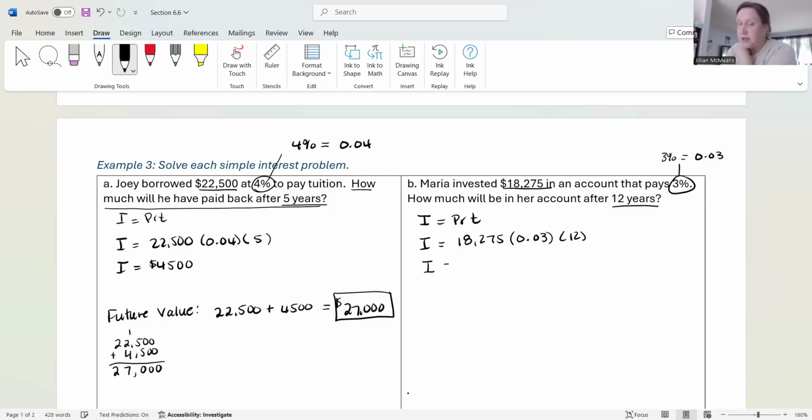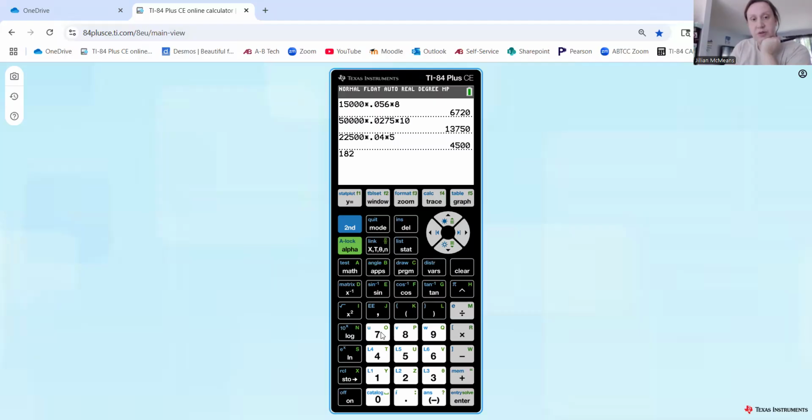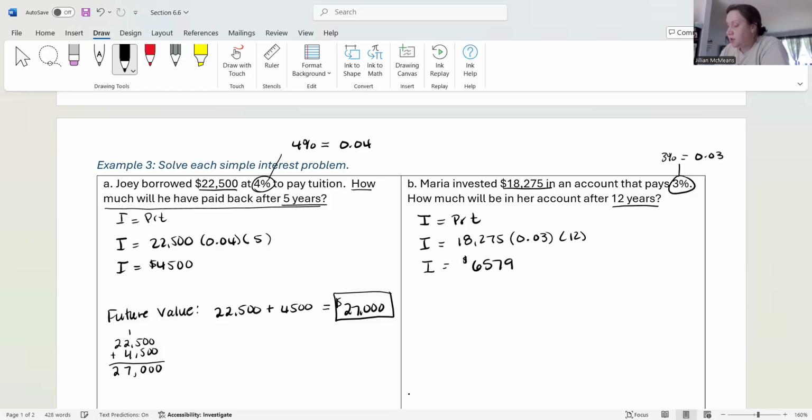So let's calculate just the interest that Maria is going to earn over the course of 12 years. So $18,275 times 3% times 12. Let's go to the calculator. So $18,275 times 3%, which remember is 0.03 times 12, and we get $6,579. So Maria is going to earn an additional $6,579, but that is not the question that's asked. This is just the interest. We want to know how much is in her account at the end of 12 years.